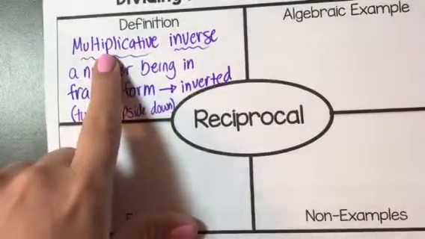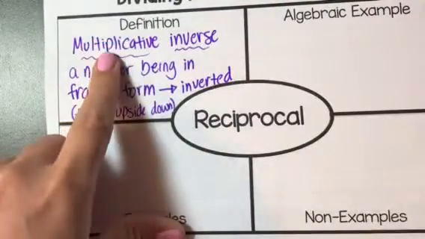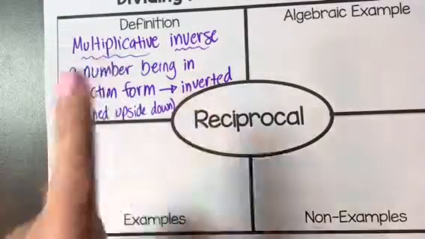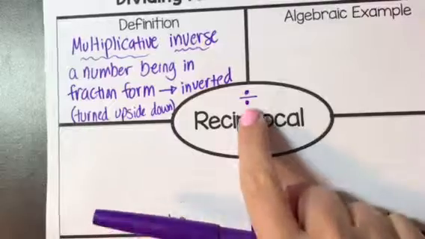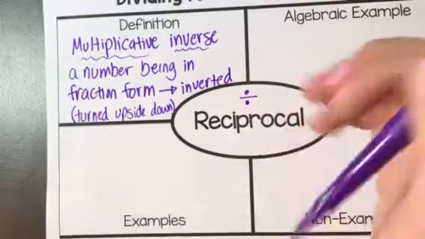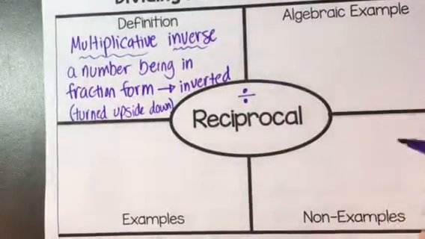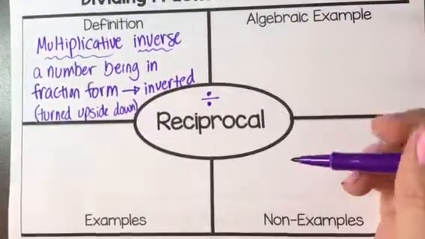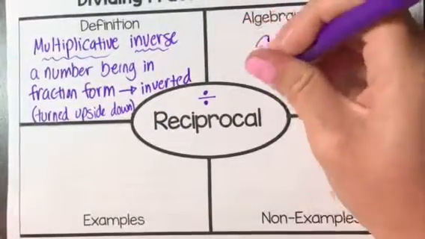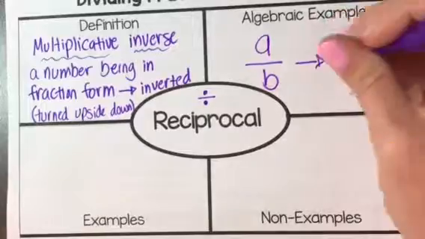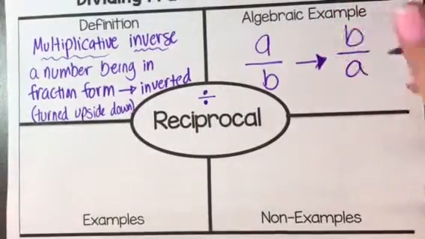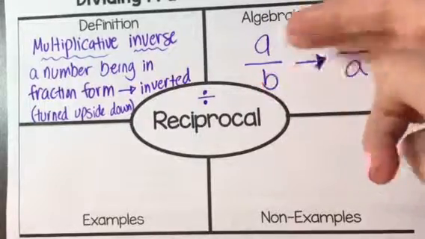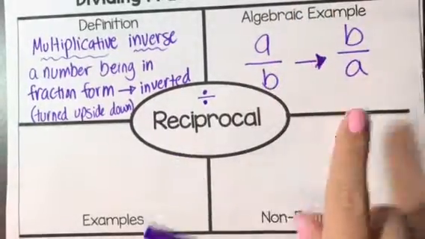It's the multiplicative inverse, because the opposite of multiplication is division. And that's what fractions are. Fractions are actually representations of division. See how this kind of looks like if I change these dots and made them numbers, it would look like a fraction. So the algebraic example is if I have A over B, its reciprocal would be B over A. They're just switching. They're flipping. They're inverting. That is the reciprocal.